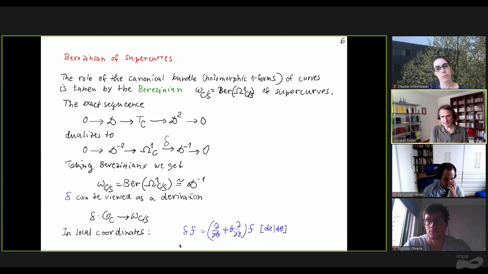And this also gives a meaning in these local coordinates I was expressing before. So this super derivative, as a map from functions to functions, is not coordinate independent. But if you multiply by this symbol here, a section of the Berezinian given by the coordinate, then this is well defined. So this is our delta, and it is an analog of the de Rham differential. Actually, this map from functions to sections of omega is the analog of the holomorphic de Rham complex in the super world, and it is quasi-isomorphic to the de Rham complex. Okay, so this is the Berezinian.